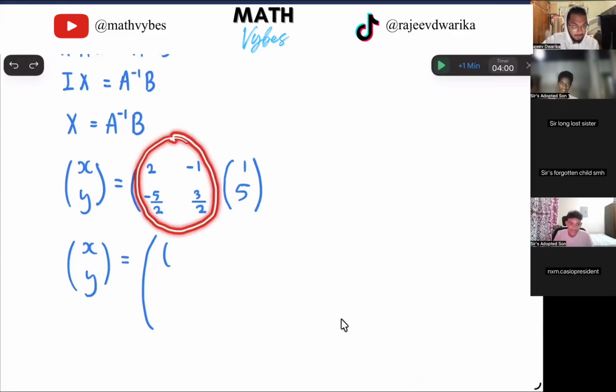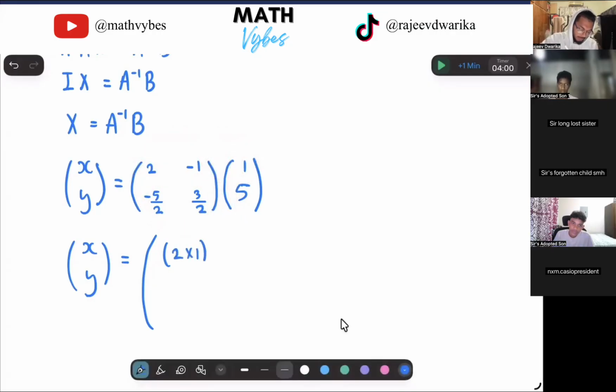All right, Mira, what is the first row in this matrix? 2, 1. Right. So it's row by column, right? I only have one column here, so it's gonna be 2 by 1, and then minus 1 by 5. And then the other line would be minus 5 over 2 by 1, plus 3 over 2 by 5.